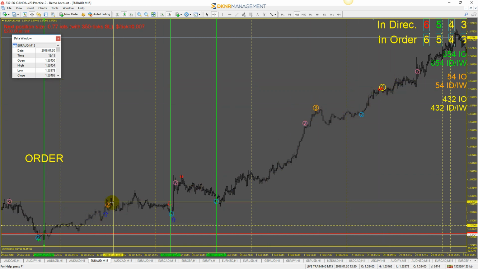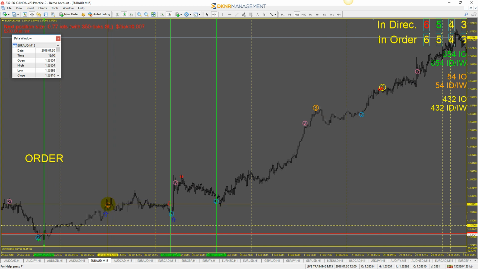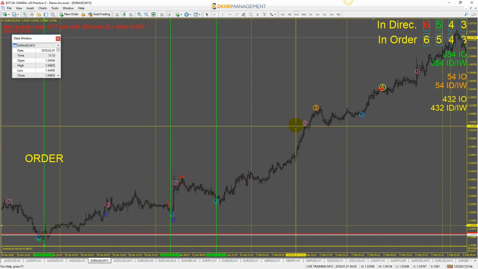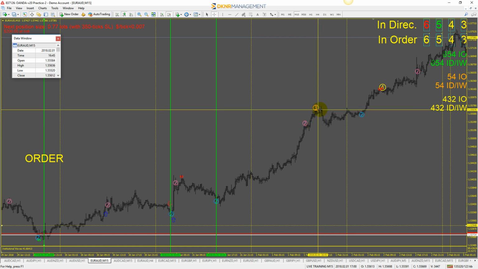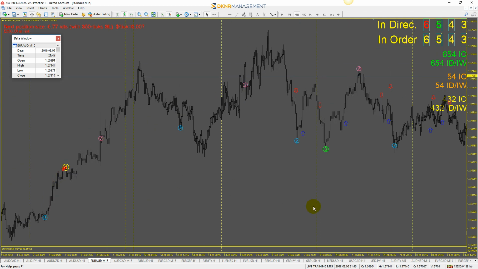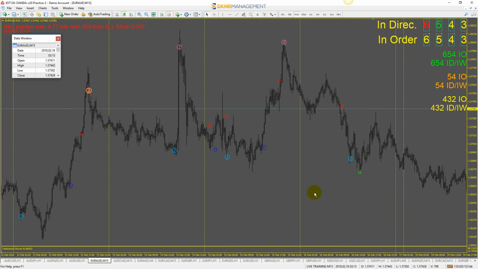You can also, of course, take half a position out when it hits 2, half a position when it hits 2, half a position when it hits 2, and then the remaining positions at 3 or 4. Plenty of ways you can do that. Let's go look at another trade setup in here.